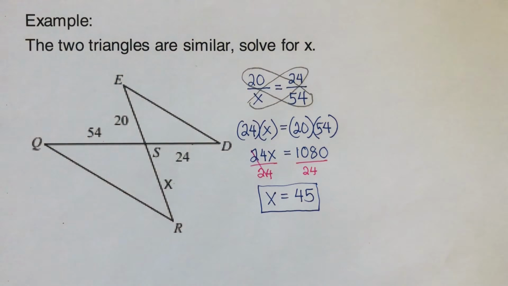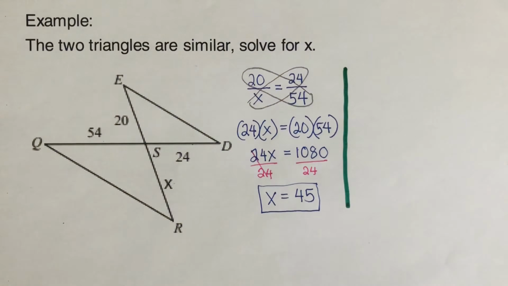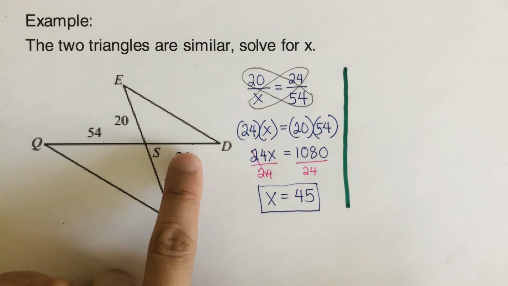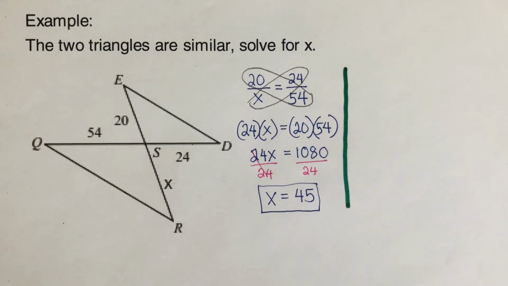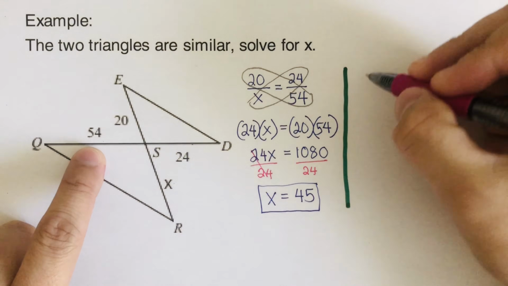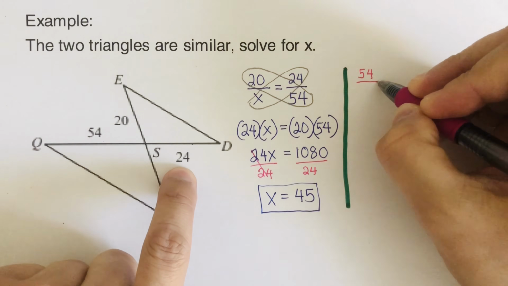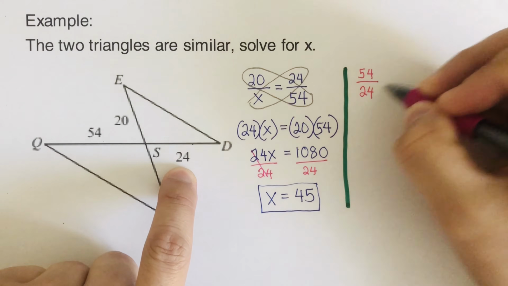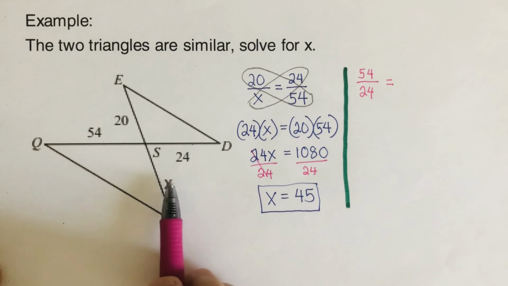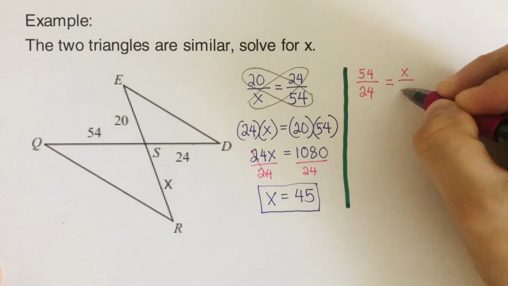Now, what is the other way that I'm talking about? Since I started with the small triangle over the big, we can also do it the other way around. So if I start with 54 coming from the big triangle, that's 54 over the other side, which is 24. And that is equal to, since I started with the big triangle, I will start with the big triangle on top. So that would be x over 20.